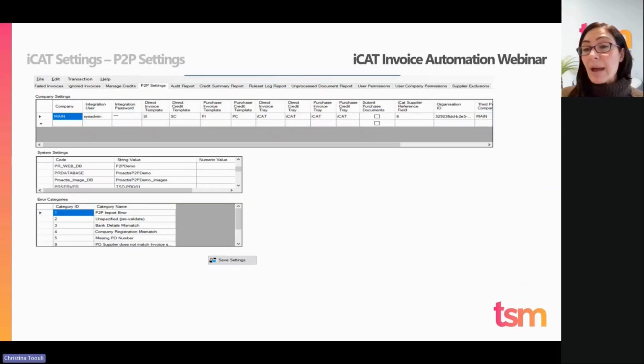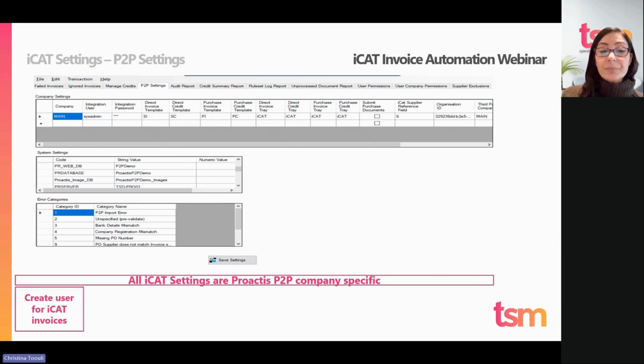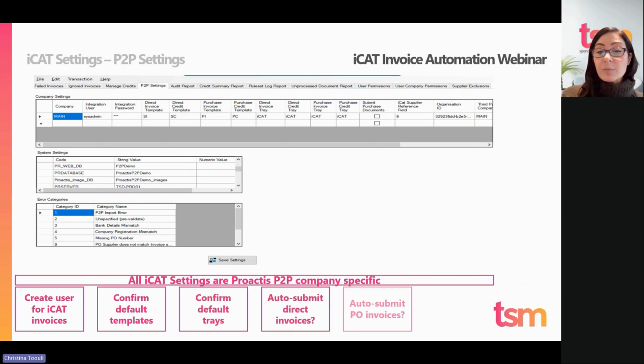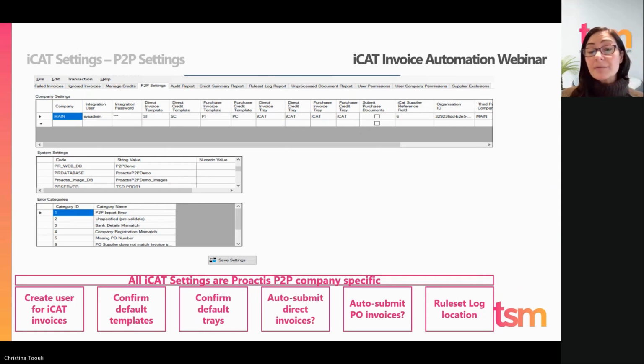There are lots of settings in the background for iCAT. You can control which templates the invoices will end up in Proactis. So once they've gone from iCAT, which invoice template does it need to be created on in Proactis? If you've got multiple invoice templates, we can potentially create some logic in the background to tell it which invoice template to use when it's creating the invoice or credit note.